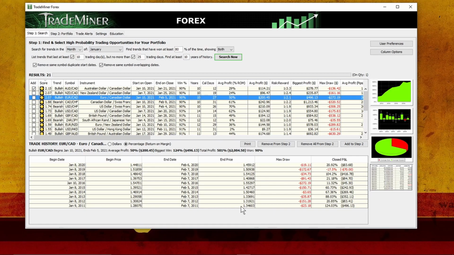Okay, so here we are with TradeMiner. These are old results, but I'm just gonna give you some instructional on how you can possibly use TradeMiner to get you trade windows, some high probability setups, and some high probability setup windows. So this is 2021, and this is by the month.